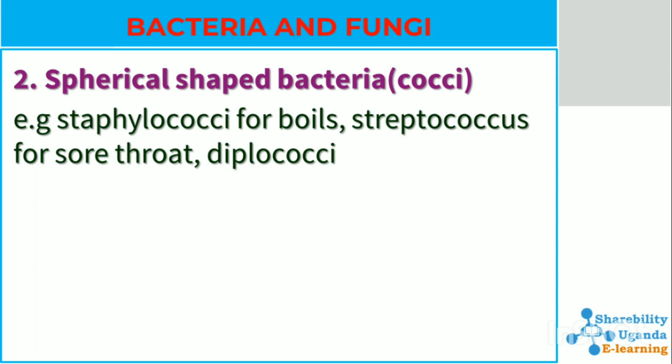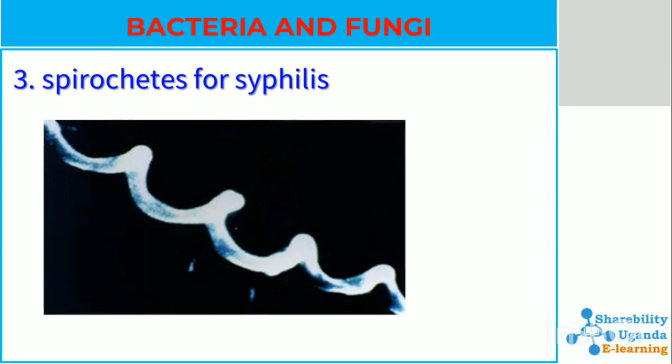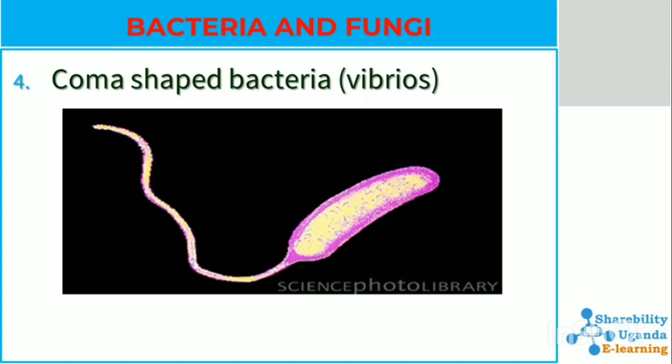And under the spherical-shaped bacteria, we have Staphylococcus for boils, Streptococcus for sore throat, and also Diplococcus for other diseases. This is how the spiral-shaped bacteria looks. We have also spirochetes for syphilis, and that is how it looks. We have comma-shaped bacteria, that is how it looks.